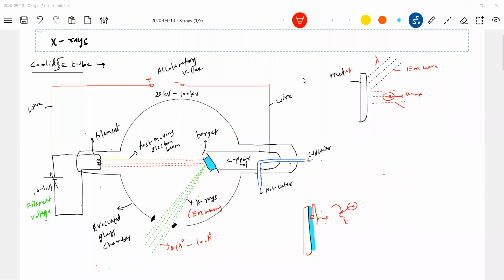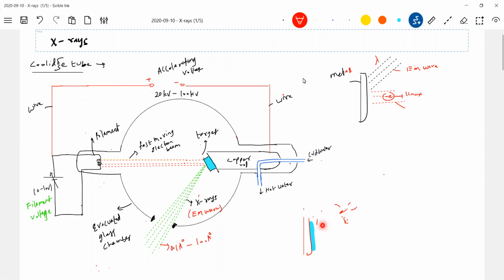What are X-rays? When a fast moving electron beam is incident on a target or a metal, then due to retardation of that, electromagnetic waves are generated. And those electromagnetic waves only we call X-rays.